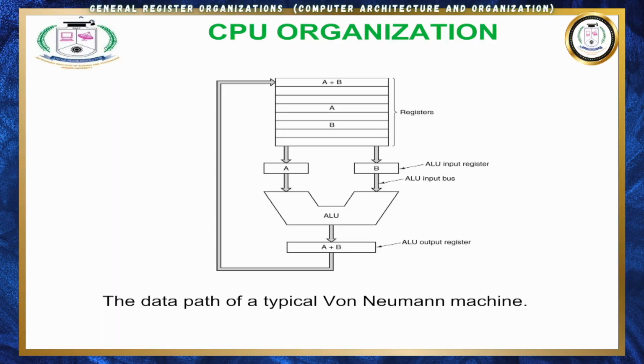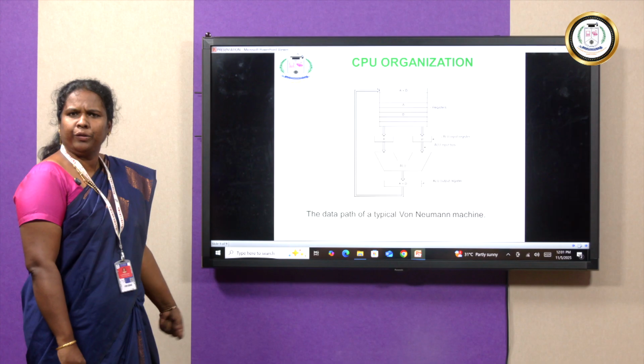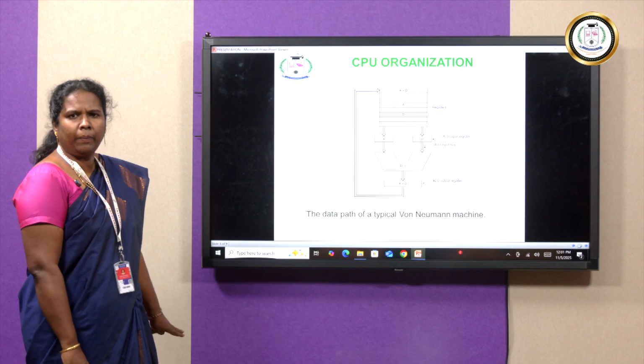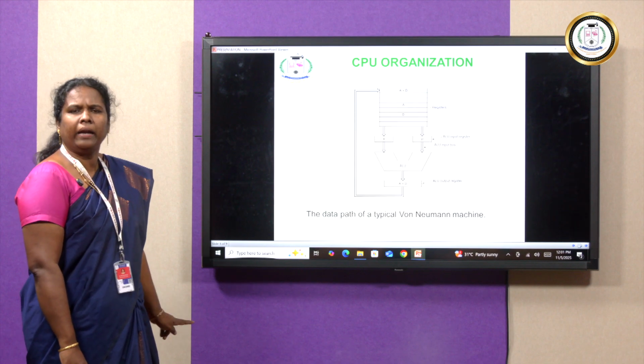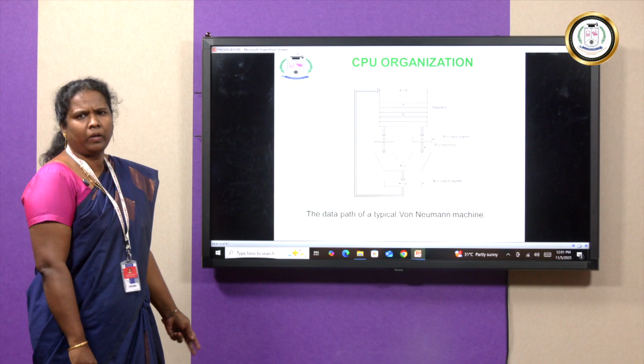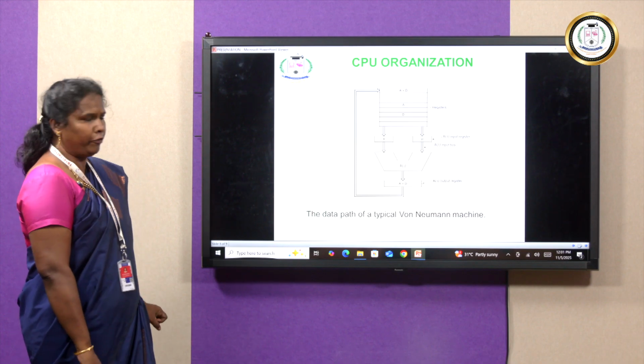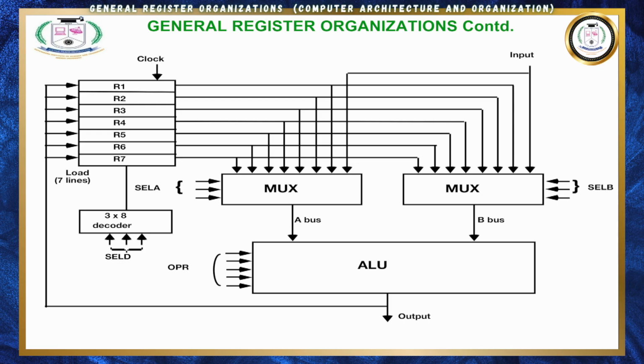This is the general flow. We have a stack of registers, and in these registers the input values will be stored. Whichever value we want, we take from that register, do the process in the ALU, and the processed data is again stored in a particular register. Here we can see a stack of 7 registers used for doing any processing. All these 7 registers are connected to 2 multiplexers.